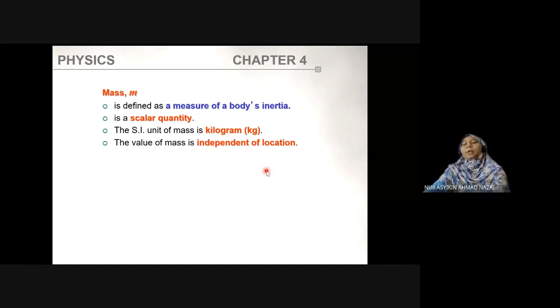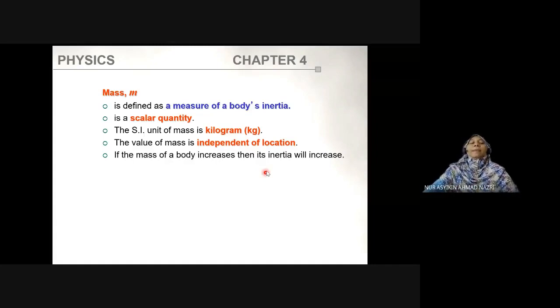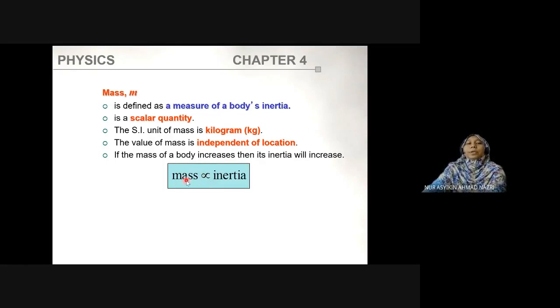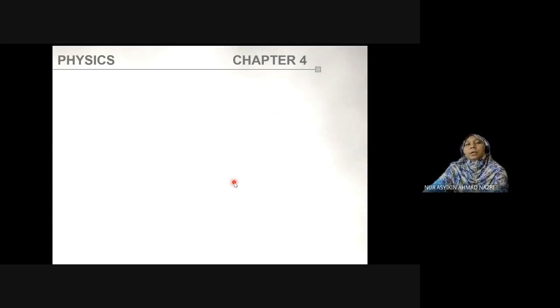Okay, yang different adalah apa? Your weight. Okay. If the mass of a body increases, then its inertia will increase. So orang yang berat, contoh macam orang yang berat dengan orang yang ringan, ataupun orang yang besar sikit badan dia dengan orang yang bigger and smaller kan. So bila kita tolak, mana yang akan tumbang dulu? Macam tu lah. Okay, so dia akan proportional. So higher mass, inertia dia pun akan tinggi lah.